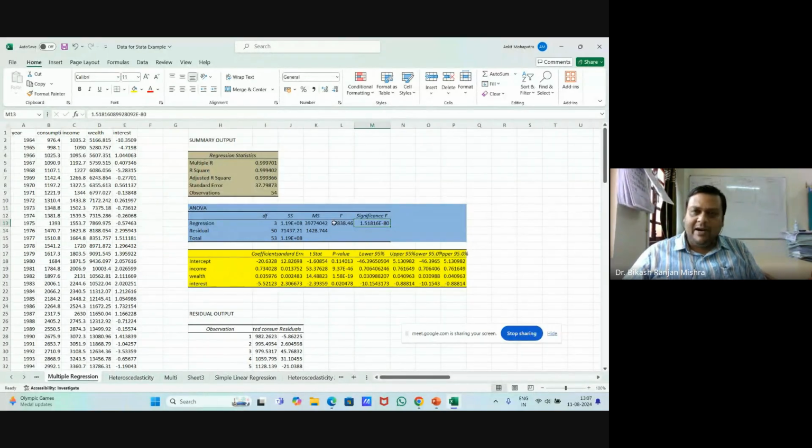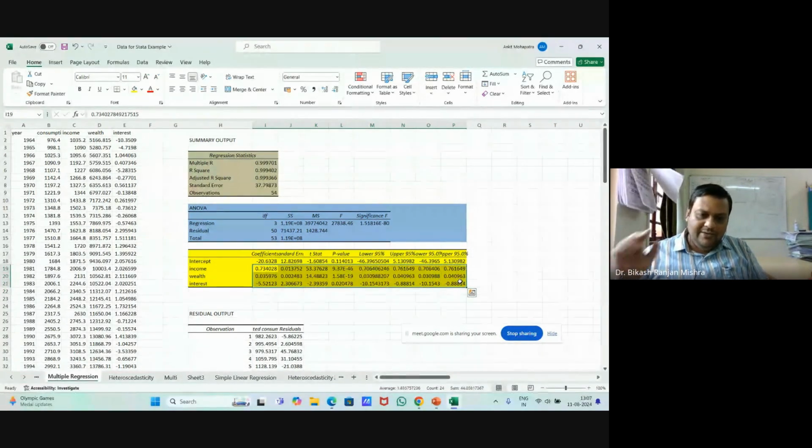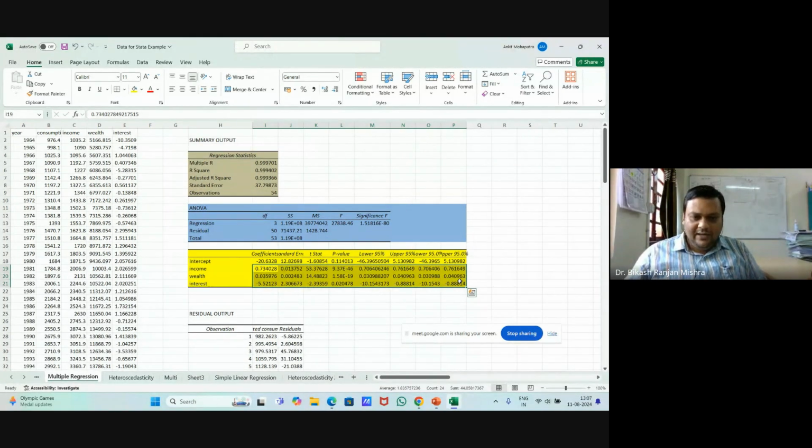So this is a similar part of the previous one. And on the basis of that, if any one of you can help me to interpret the income, wealth, and interest coefficient, I'll be very happy. Can anyone help me to interpret income, wealth, or interest value? Does anybody want to voluntarily interpret any one of them?